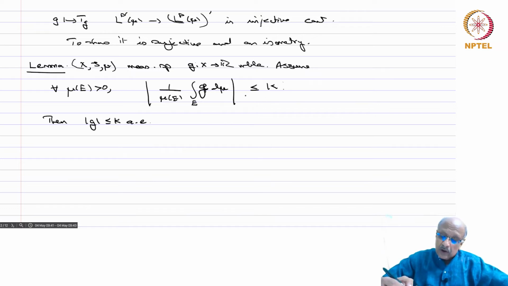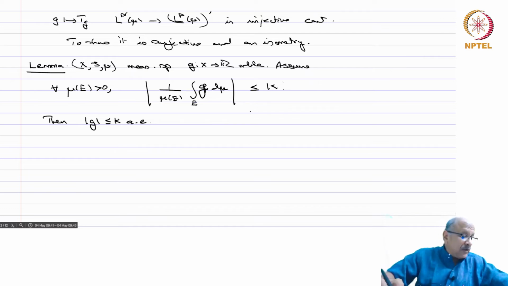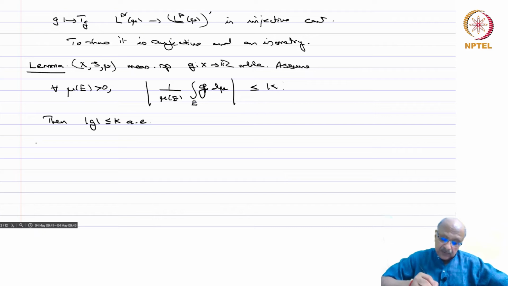Now we are showing the converse, namely if you have it for every set with positive measure, if the average, this is called the average over the set E, namely you integrate and divide by the measure, so that's called the average of G over the set. If the average is less than or equal to K, then mod G is also less than or equal to K almost everywhere. The average of course should be for every set. Okay, so proof.